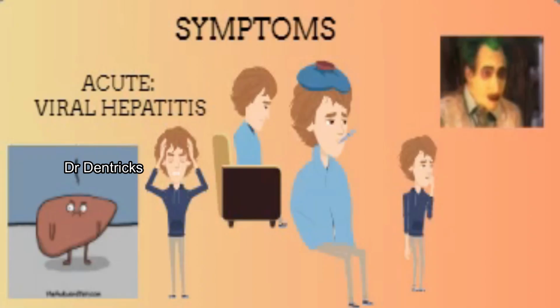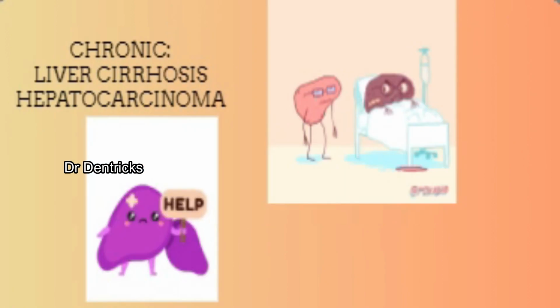The symptoms are classified into acute and chronic. Acute is mostly due to viral hepatitis, inflammation of the liver leading to increased bilirubin content in the blood. There are symptoms like fever, dizziness, nausea, vomiting and abdominal discomfort. These symptoms are due to inflammation of the liver. The chronic symptoms are because the hepatic cells are replaced entirely with fibrous tissue, leading to liver cirrhosis followed by hepatocellular carcinoma.